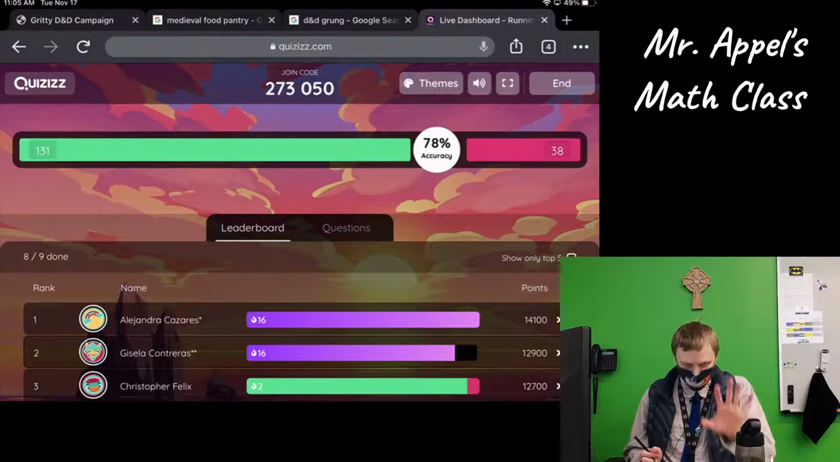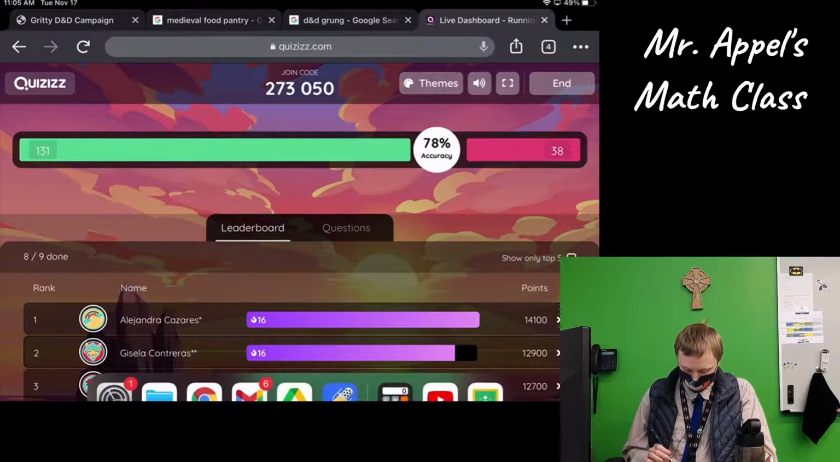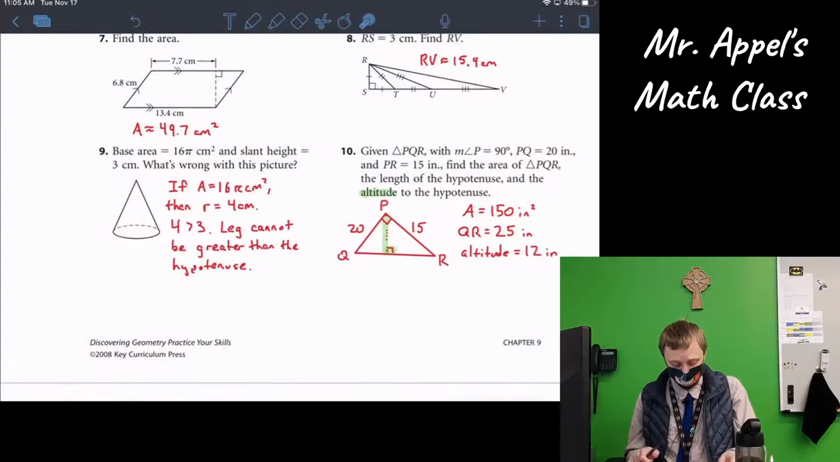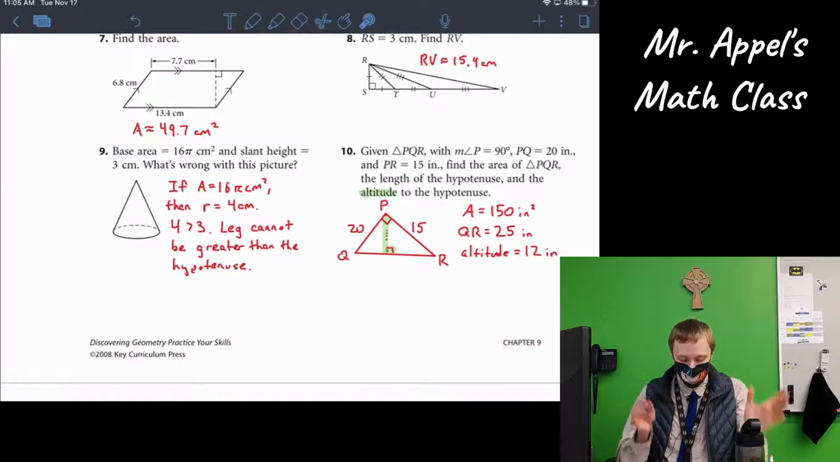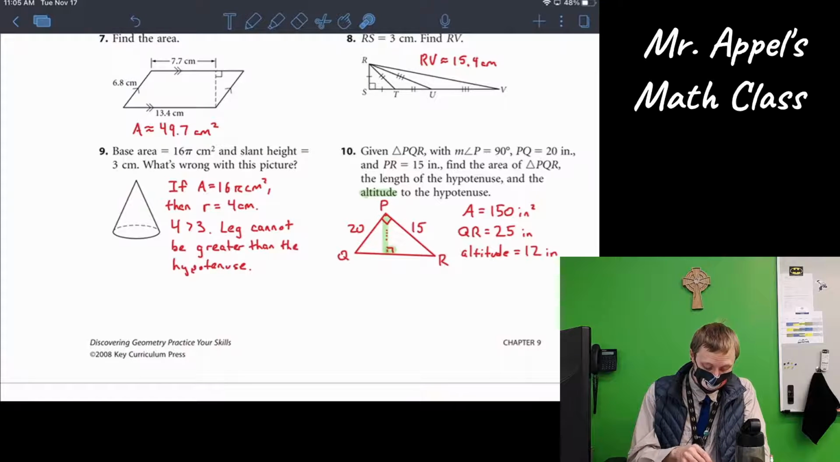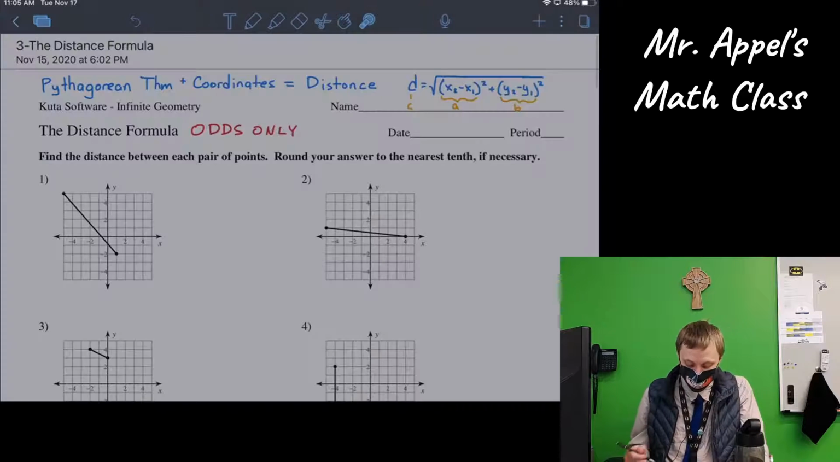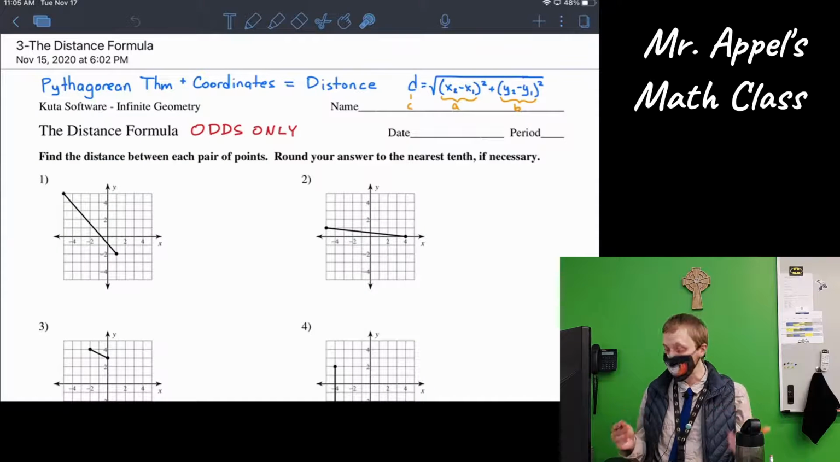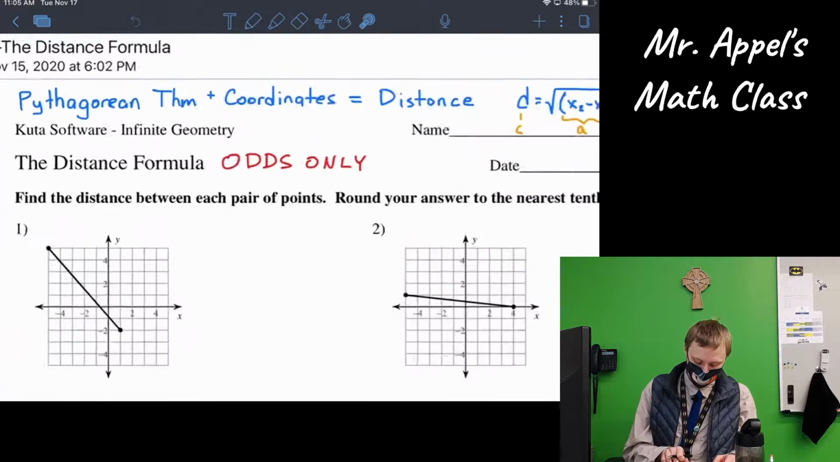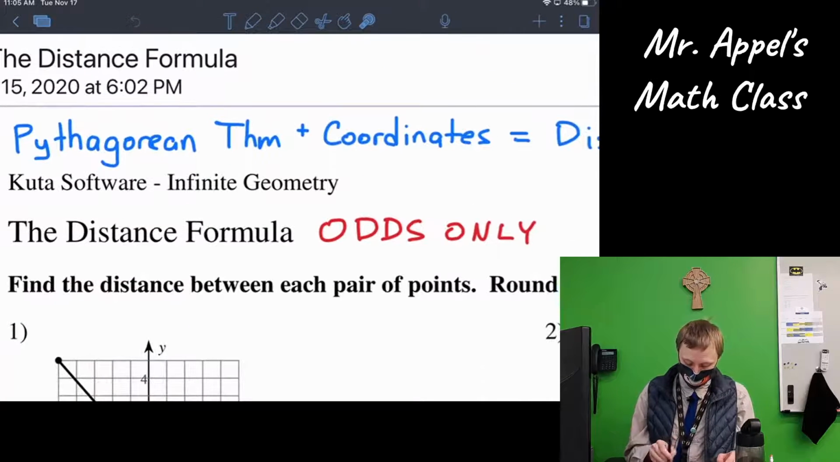All right, Gisela, feel free to keep working. I'm going to go on. If you just listen in the background, you can finish the rest of your questions. But let's take a look at one major application of the Pythagorean theorem, and that is the distance formula. You may have heard of this fancy thing before. It looks kind of complicated, but I assure you it is not.